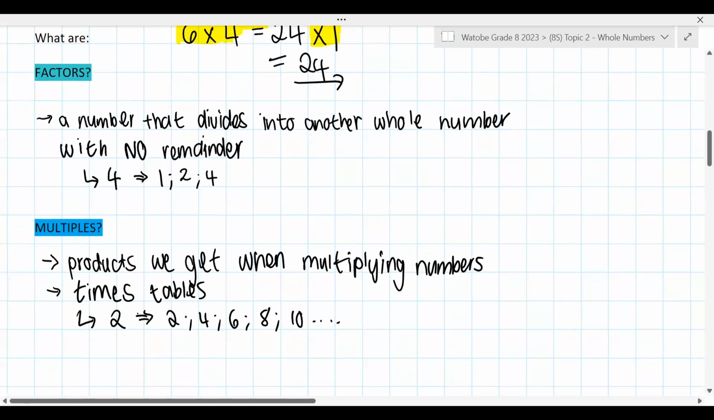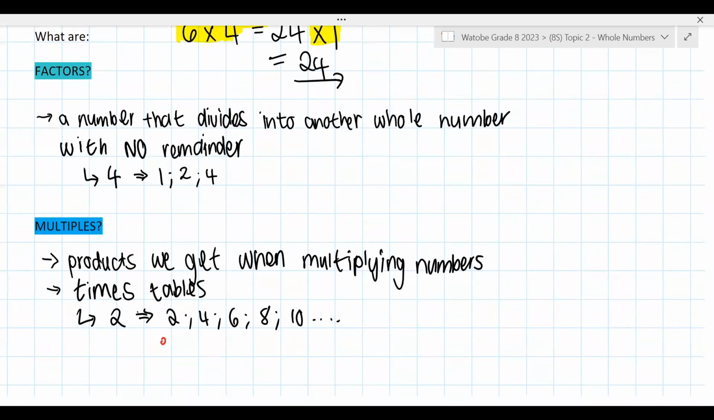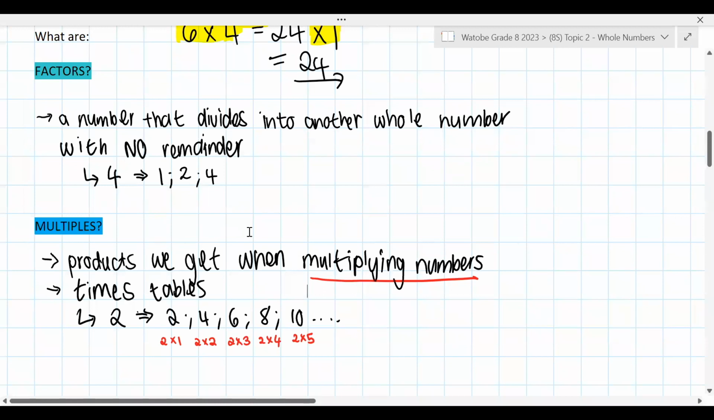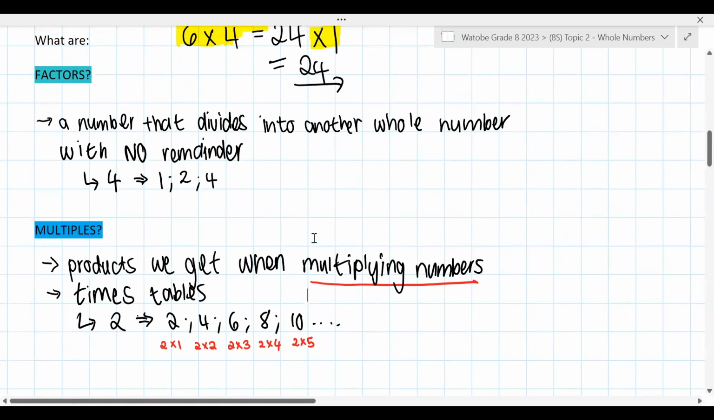I get 2 by saying 2 times 1, and 4 by 2 times 2. 2 times 3 gives me 6. 2 times 4 gives me 8. 2 times 5 gives me 10. So this is me multiplying numbers in order to get an answer, or a product. So factors are the numbers that divide into a number without a remainder, whereas multiples are the answers we get when we do the multiplication. I'll leave that up there in case anyone wants to take a screenshot.